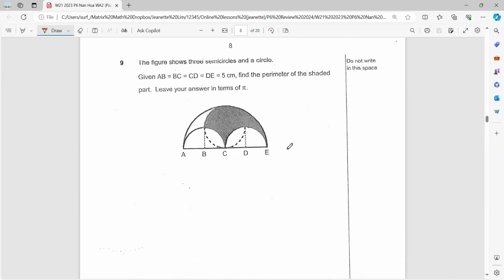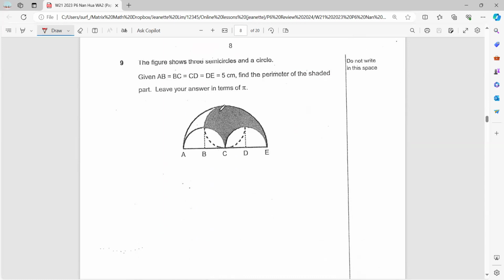Question 9. The figure shows 3 semicircles, 2 small ones and a big one, and a circle. Given that AB equals BC equals CD equals DE equals 5 cm, find the perimeter of the shaded part. Okay, so each of these are 5 cm. How do we find the perimeter of the shaded part?